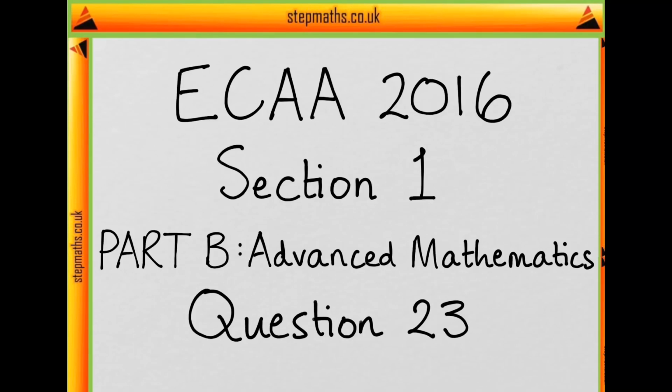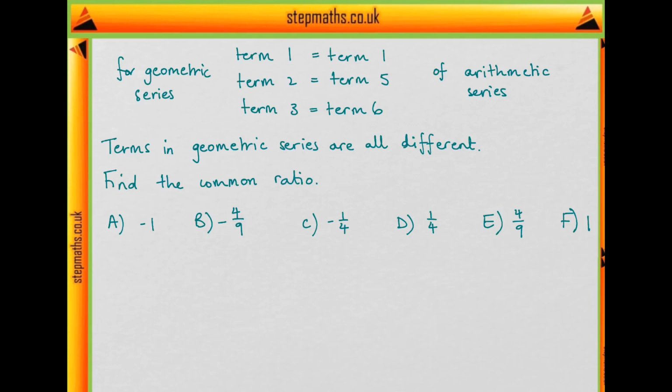Hello, this is question 23 of the 2016 ECAA paper. In this question, we're told that the first three terms of a geometric series are equal to the first, fifth, and sixth terms, respectively, of an arithmetic series. Given that the terms in the geometric series are all different, we're asked to find the common ratio.